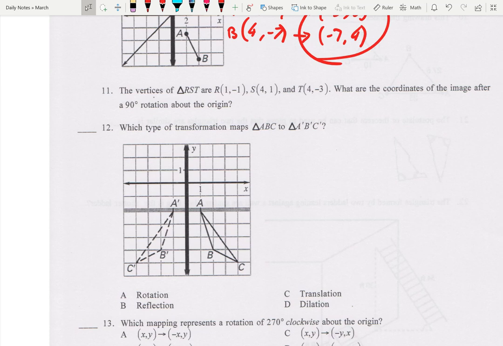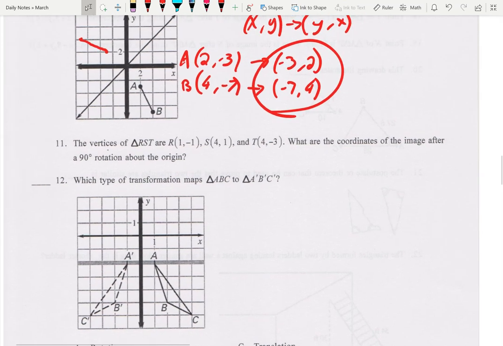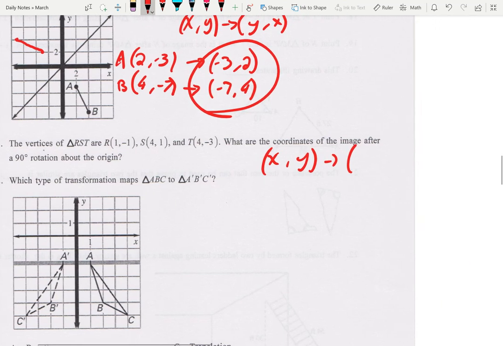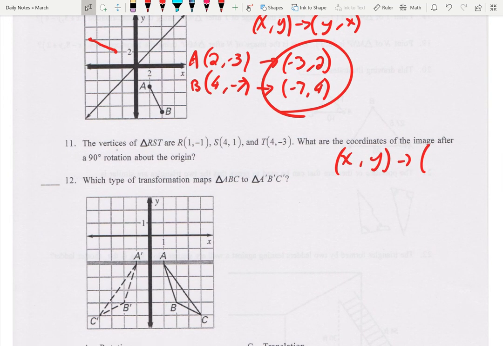Number 11, the vertices of RST are 1, negative 1, 4, 1, and 4, negative 3. What are the coordinates of the image after a 90-degree rotation? So a 90-degree turn follows the rule. Again, you'll be given this. You just have to remember. A 90-degree rotation, it doesn't say which direction, but I guess we'll go based on counterclockwise, but I'll let you know on the test which version it's talking about if it's multiple choice. But I'm assuming it's going to be counterclockwise because it's the rules that we were using before.